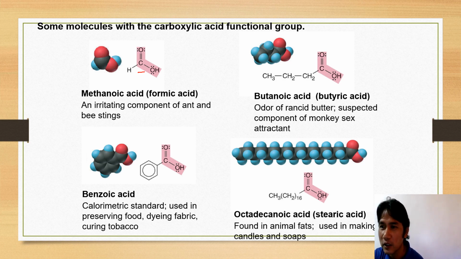Here, how many carbons are there? There are 4. 1, 2, 3, 4. That's why buta, 4. Butanoic acid. And then here you have a carboxylic acid bonded to a benzene ring. I have shown you earlier what a benzene ring is. This is called benzoic acid.